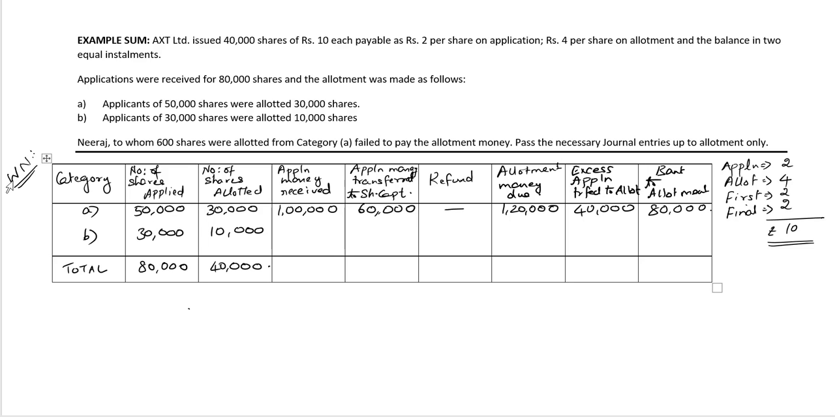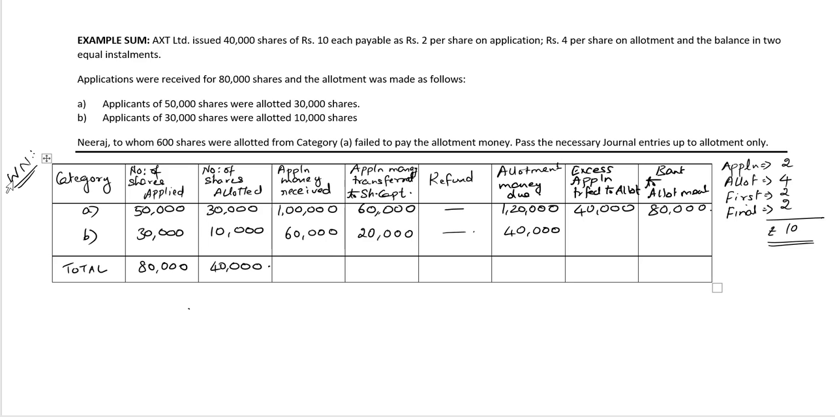Let's move on to category B. Application money received, 30,000 shares applied, multiplied by 2 rupees per share, 60,000 rupees. Application money transferred to share capital, 10,000 shares allotted, multiplied by application money 2 rupees per share, 20,000 rupees. There will be no refund. Allotment money due is number of shares allotted, 10,000 shares, multiplied by allotment money of 4 rupees per share, 40,000 rupees.